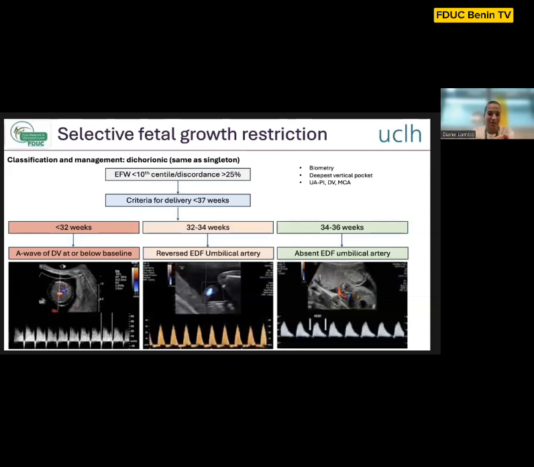And as I said, this is how we manage our fetal growth restriction in singletons. If you only have growth as your issue and your Dopplers remain normal throughout, then we tend to deliver these babies at around 37 weeks as we would in a normal dichorionic pregnancy. I hope that's clear.